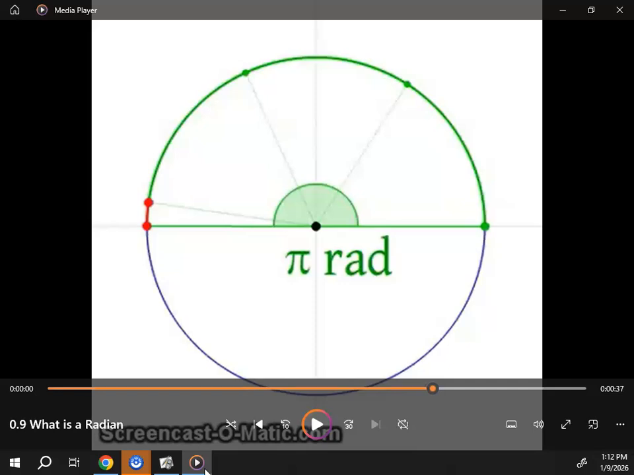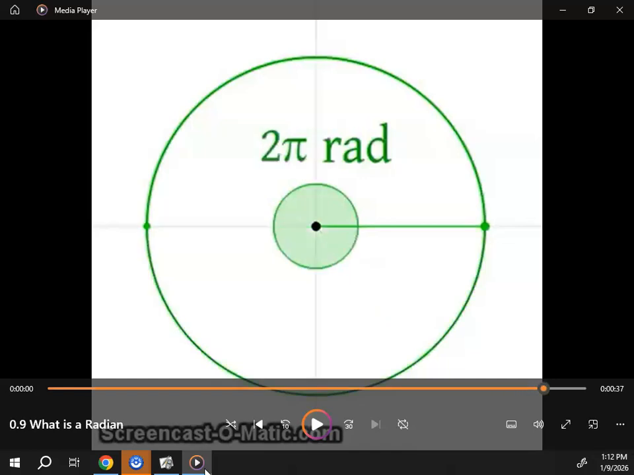Okay, there we go. Pi radians, which means if I go all the way around the circle, how many radians do you think 360 is? I just said it. 2 pi. So pi radians and then 2 pi radians. Circumference of a circle is 2 pi r, right? That's kind of where that came from. So pi radians is 180, 2 pi radians is 360.